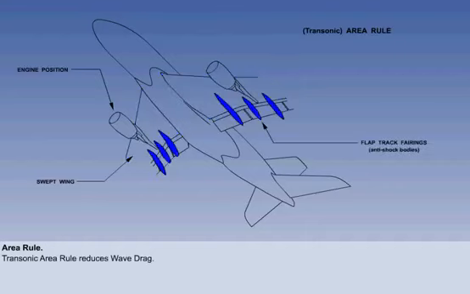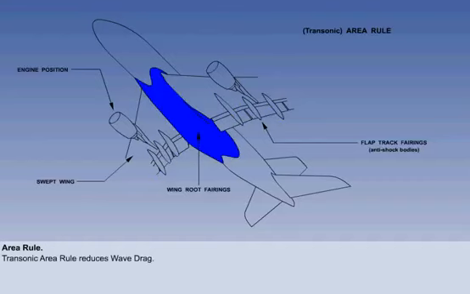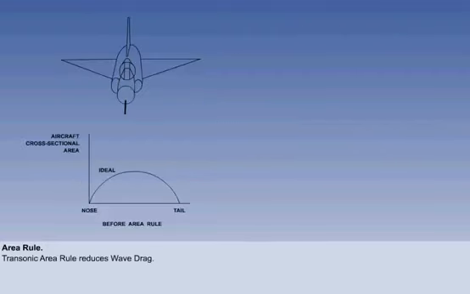Flap tracks and their operating mechanisms have to be streamlined, but the shape and length of the fairings is optimized to take advantage of area rule. But by far the greatest contribution to area rule is the design of the wing root fairings on modern jet transport aircraft. The designers of military aircraft don't have to make so many compromises with area rule as do the designers of transport aircraft.